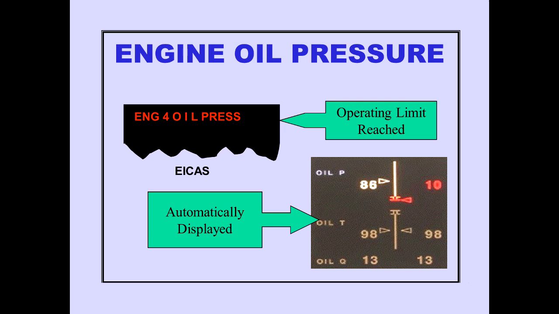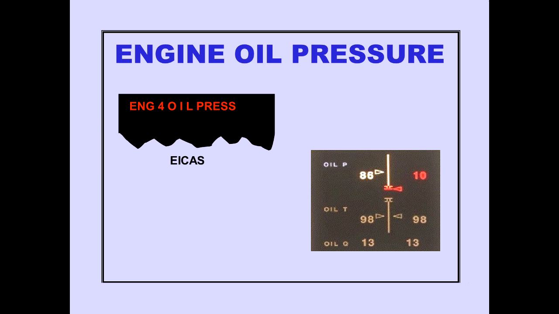The ICAS advisory message, engine oil pressure, is displayed when an engine's oil pressure reaches the operating limit. All oil system indications are automatically displayed when oil pressure decreases out of the normal operating range. The oil pressure ICAS message and the oil pressure engine indications use separate sensors. Both sensors are located prior to oil distribution to the engine bearings.